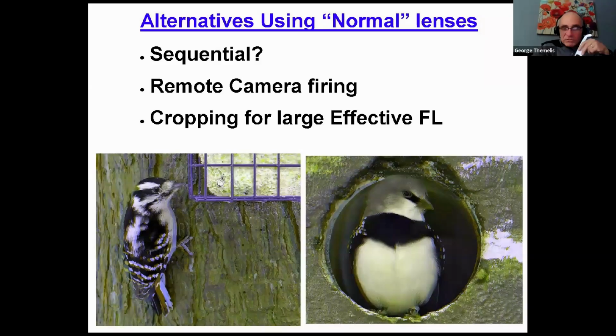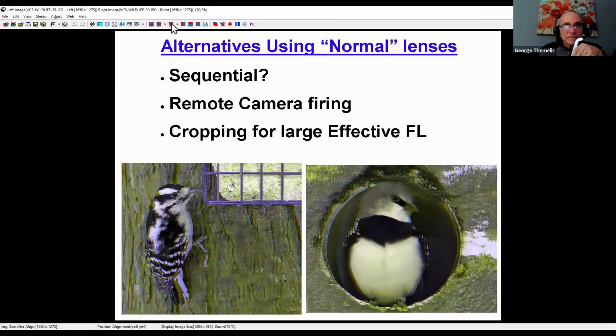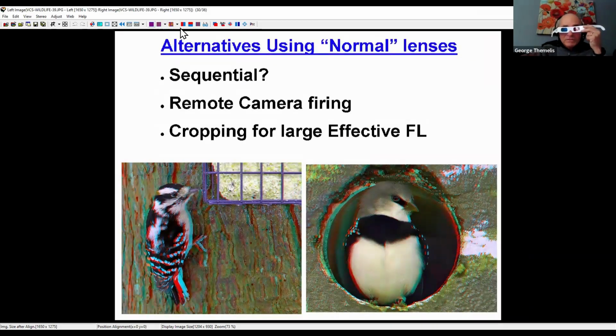The last topic I want to discuss is, well, let's say you tell me that you don't want to get involved with twin cameras. Can you use what you have now to take wildlife? The answer is yes, you can do some things, maybe not the best. For example, can you take sequential pictures? Well, if your animal doesn't move, and there are some animals like owls, notoriously sit there completely still.